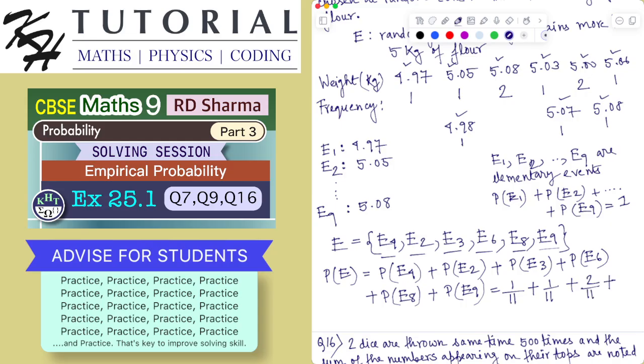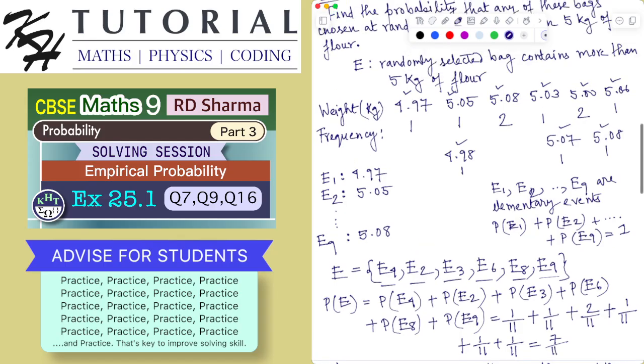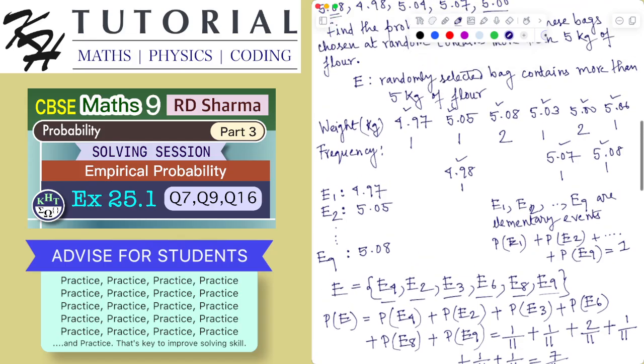plus E6. 1, 2, 3, 4, 5, 6. E6 is 5.06 weight, so its probability will be 1 by 11, plus E8 and E9 will also be 1 by 11. Now if we simplify this, we have 7 by 11. So 7 by 11 is the probability of the event that a randomly selected bag contains more than 5 kilogram of flour.